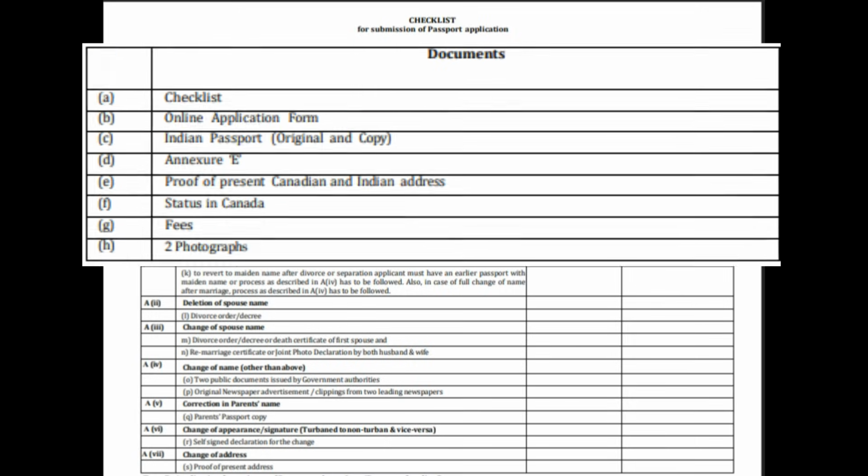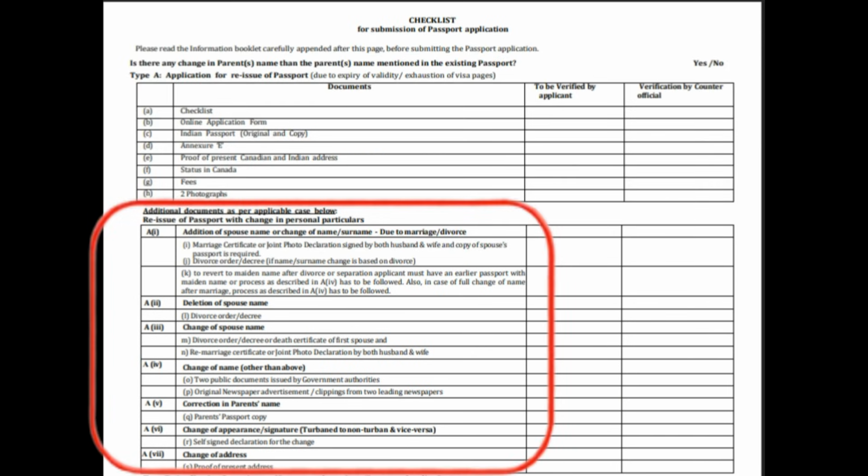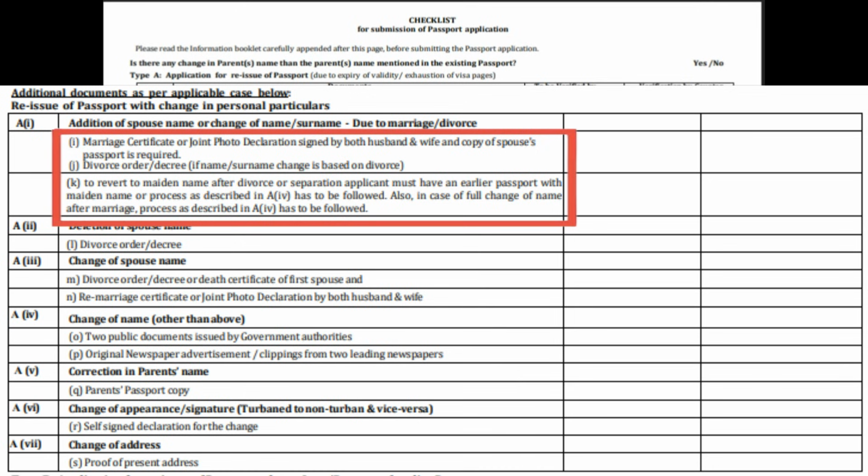First one is lower price as compared to outside service, and the other one is it will meet the requirement. Till now we discussed what documents you need to submit if there is no change from your old passport. Now let's discuss what are the additional documents required if there are any changes in personal particulars under Type A passport renewal. Suppose there is a change in your marital status due to marriage or divorce or change of name, particularly the surname.